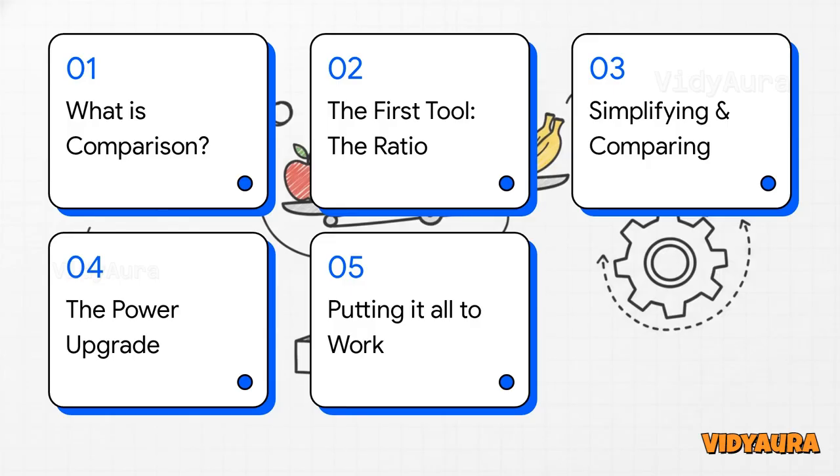So here's our game plan. First, we'll get a handle on what comparison even is. Then we'll grab our first tool for the job, the ratio. We're going to sharpen that tool up by learning how to simplify, give it a serious power upgrade with something called proportions, and then finally we'll put our whole new toolbox to the test on a real-world problem.